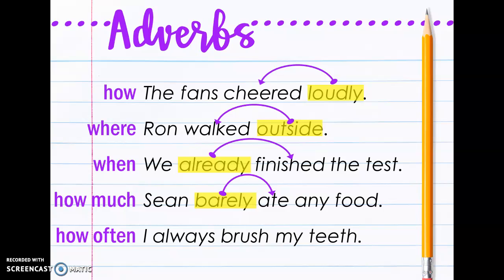So, girls, that is the end of our parts of speech PowerPoint for today and yesterday as well. We will be doing something new next week.